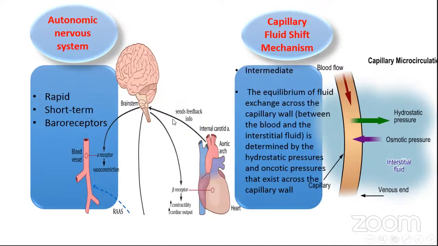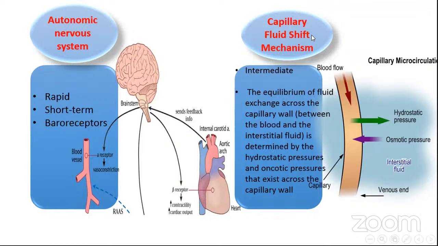There is continuous information received in the brainstem vasomotor center from the central baroreceptors located in the aortic arch and carotid sinus. For example, if there is decreased blood pressure, it will stimulate the sympathetic nervous system that will act on beta adrenergic receptors, increasing cardiac contractility, and through alpha receptors, it will cause peripheral arterial and venous vasoconstriction.